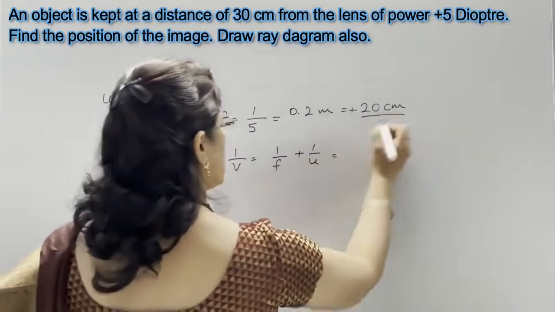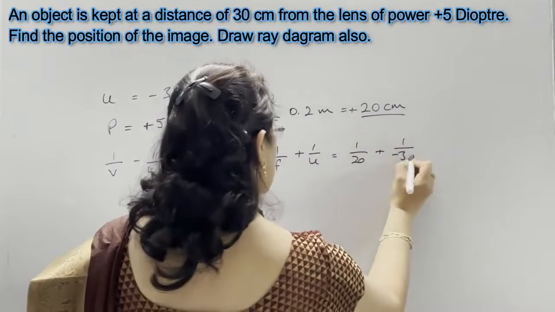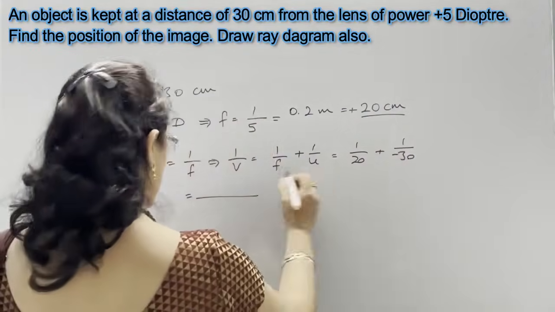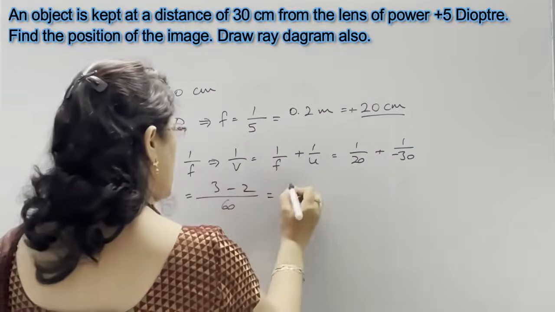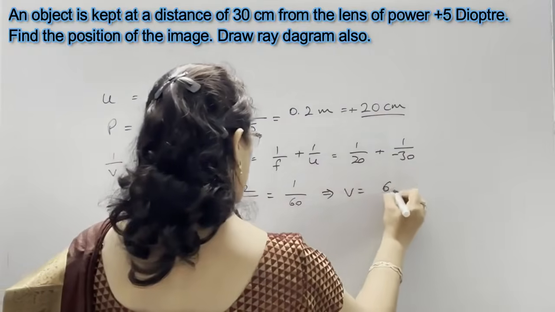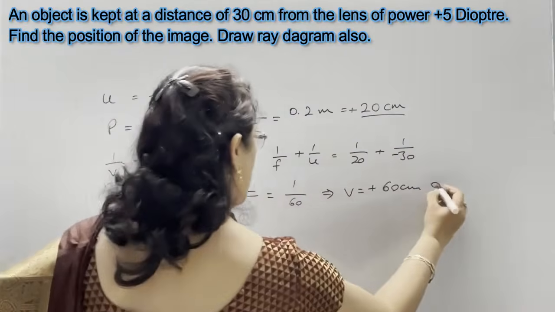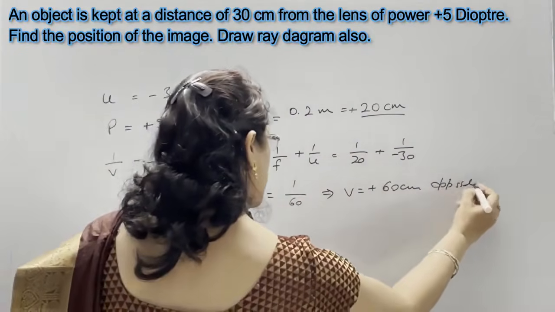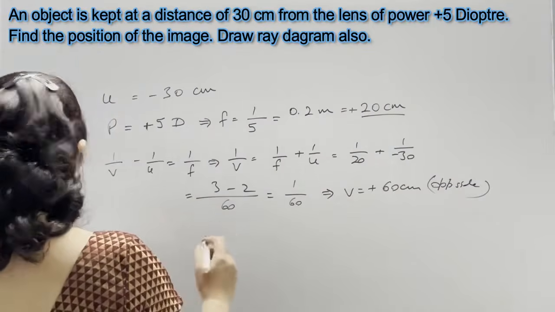Value of focal length is 20 centimeter. Value of U is minus 30 centimeter, and the LCM of 20 and 30 is 60. It means 3 minus 2, value is 1 upon 60. So value of V is equal to 60 centimeter, and it is plus. It means on the opposite side of the lens, or you can say right hand side of the lens. In this case we need to draw the ray diagram also.